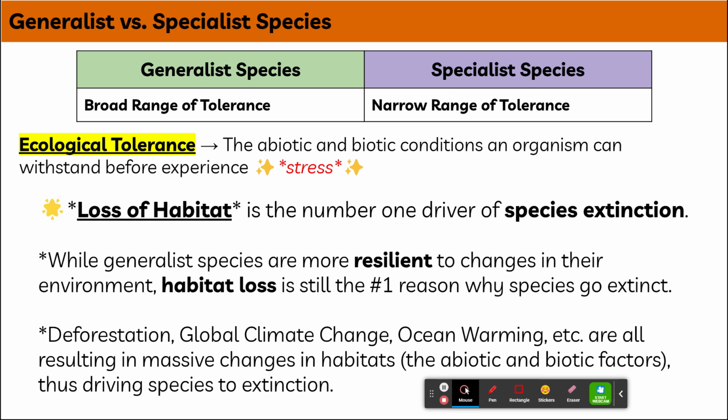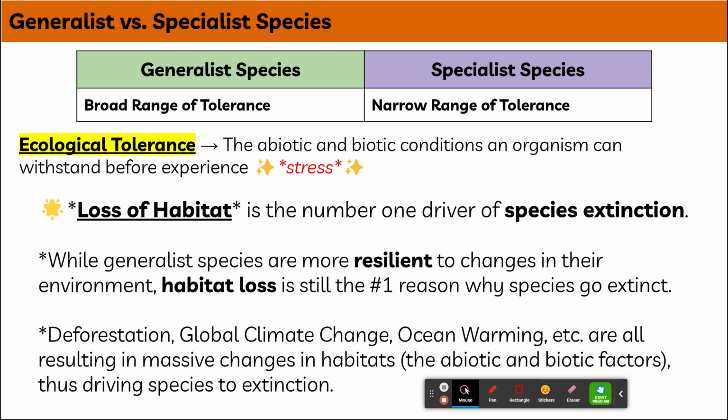So as a reminder, loss of habitat is the number one driver or cause of species extinction. This is because all organisms are adapted to their environment. They have specific characteristics and traits that allow them to survive and reproduce within their respective habitat. And when you take that habitat away and they lose their source of food, they lose their home, how are they going to survive and reproduce?